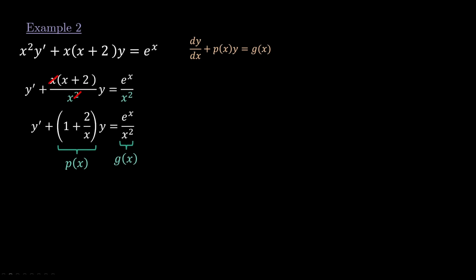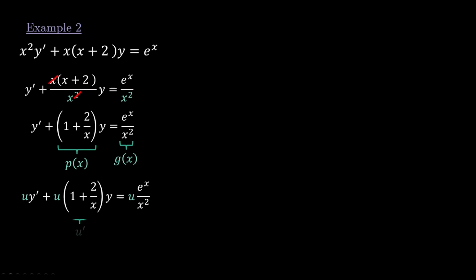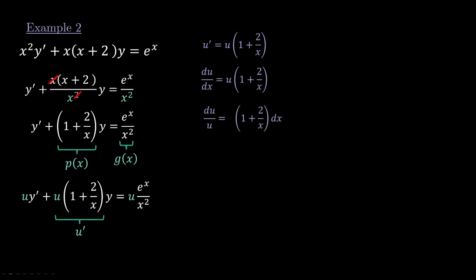Now we go ahead and multiply the u in order to get to the product rule. Again, we want to let u prime equal u times (1 plus 2 over x). We proceed. We write it as a derivative, divide the d over and multiply the dx over. Again, this is separable variables. Integrate.